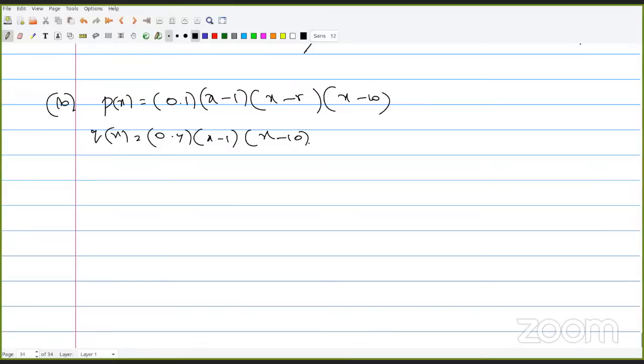Now these are defined in the open interval 1 to 10. A line L of x passes through the x-intercept of p of x and the intersection point of p of x and q of x. Okay. So first and foremost, you need to draw these two polynomials. You should know how to draw these two polynomials.